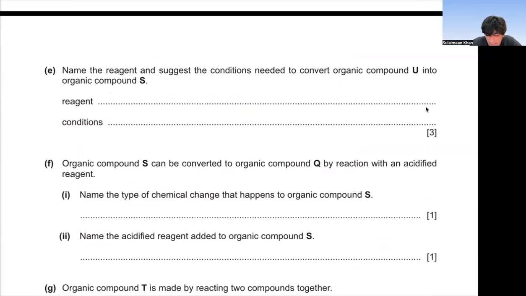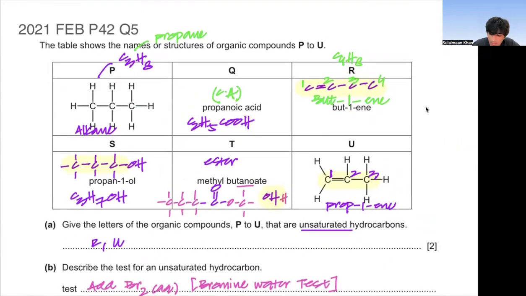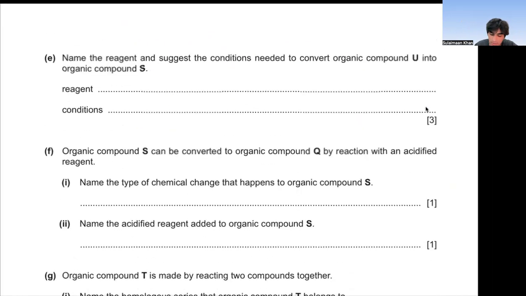Name the reagent and suggest the conditions needed to convert organic compound U into S. U into S, let's see. What did it say U is? U is propene, and what did it say S is? Propanol. So alkene to alcohol. Whenever there are questions like this, generalize for yourself. Alkene to alcohol. How do you go from alkene to alcohol?